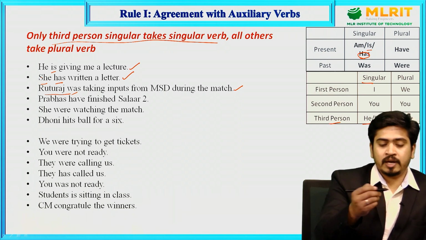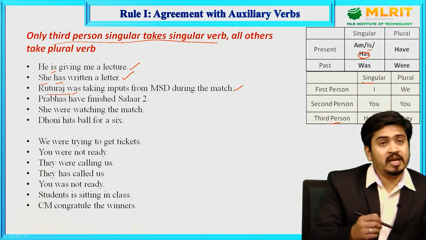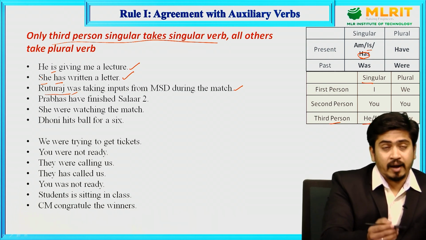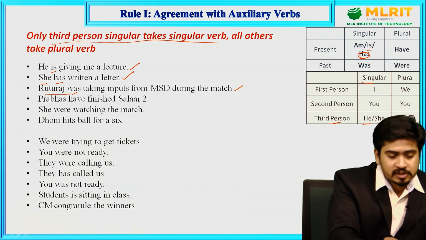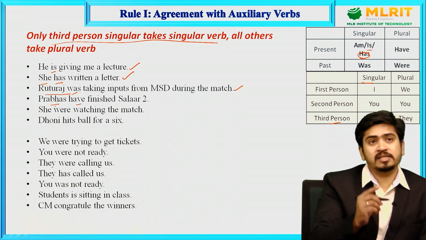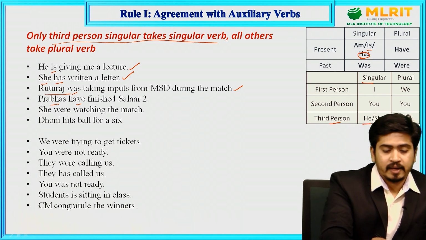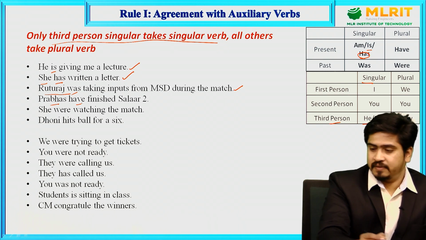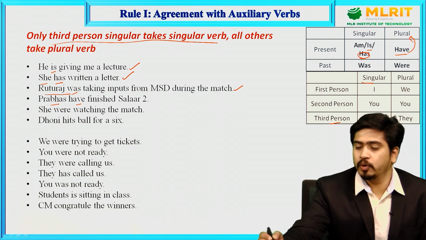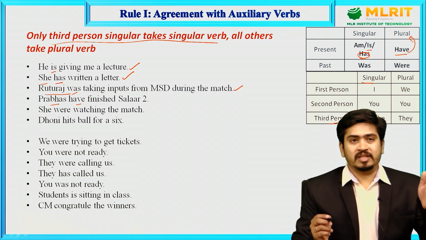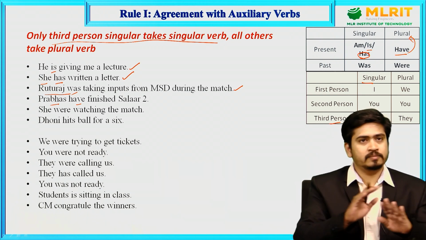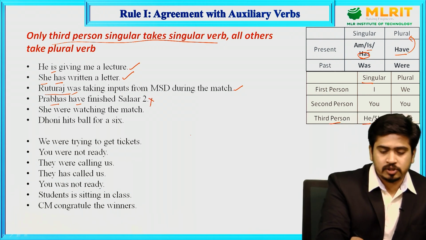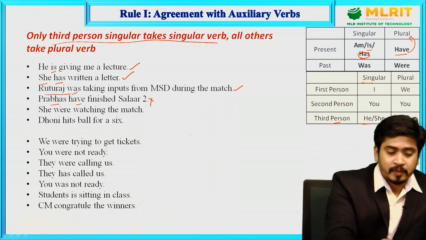It's correct. Ruturaj was taking inputs. These three are in agreement. Now see the next example. Prabhas have. Prabhas is third person singular. Now the verb here is have. Have is plural. So third person singular and plural verb are not in agreement. So this is wrong. It should be Prabhas has.